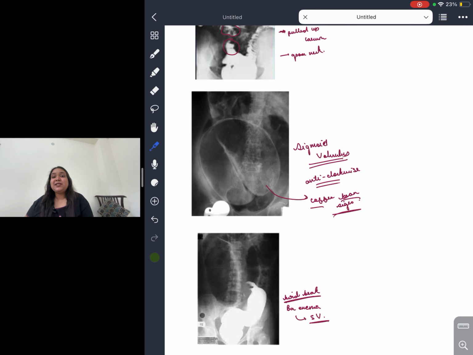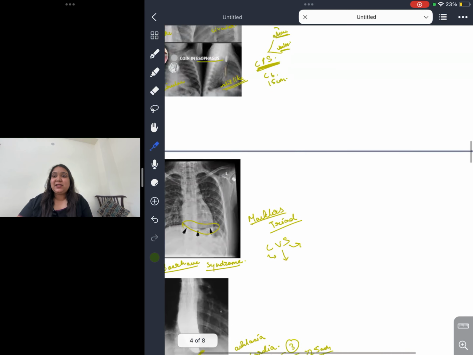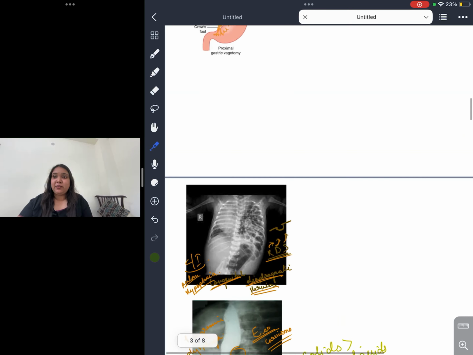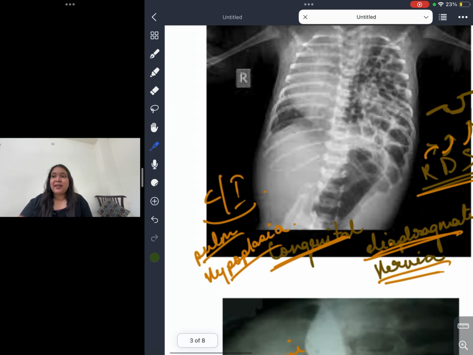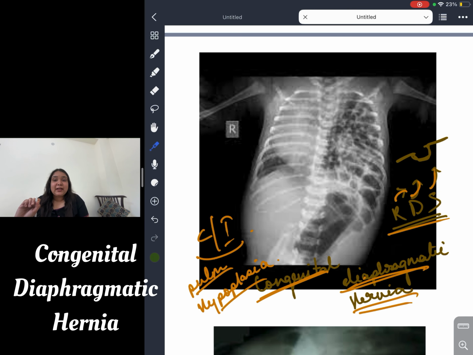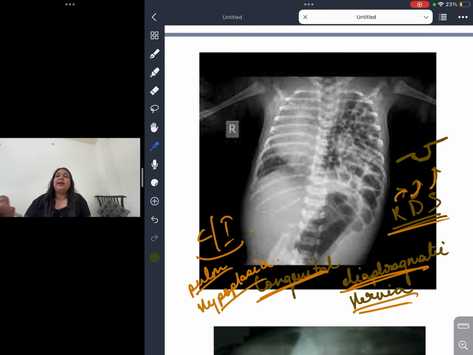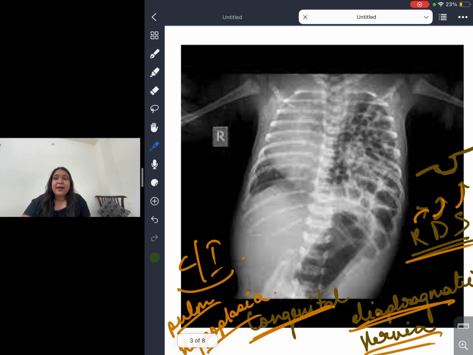So now let me summarize all these points for you once again. If I start from the beginning itself, the main signs that we saw: this was an image of your congenital diaphragmatic hernia, where you can find the bowel loops in your thorax, and RDS was seen. We have pulmonary hypoplasia as the cause of death, and bag and mask ventilation is absolutely contraindicated. So this was an image of your congenital diaphragmatic hernia.